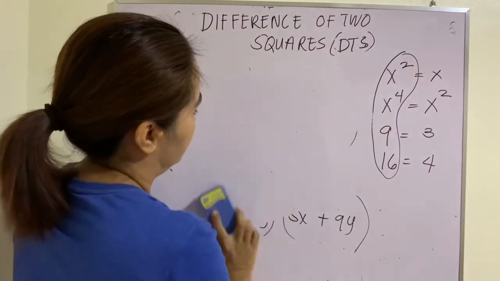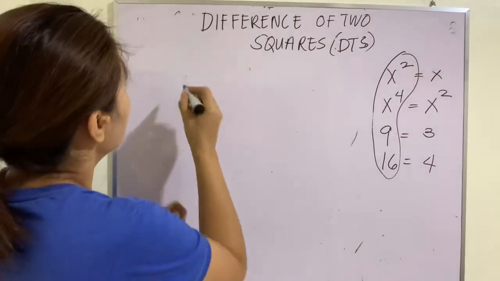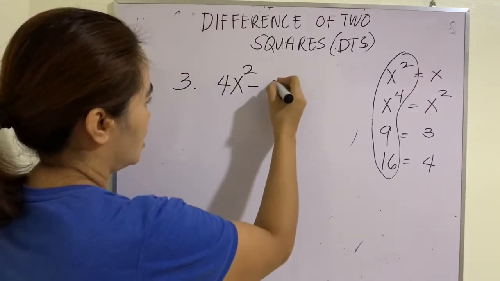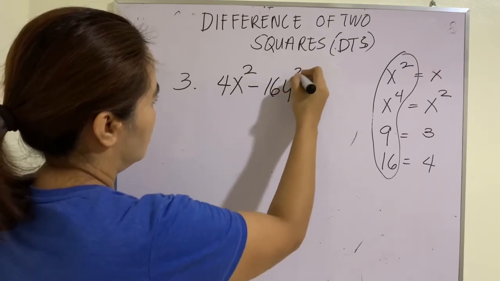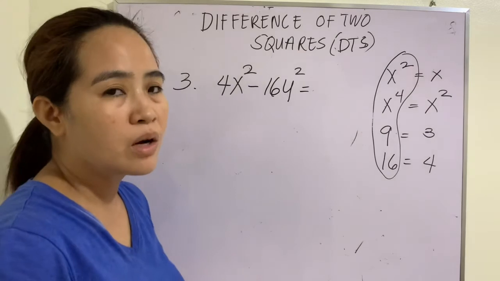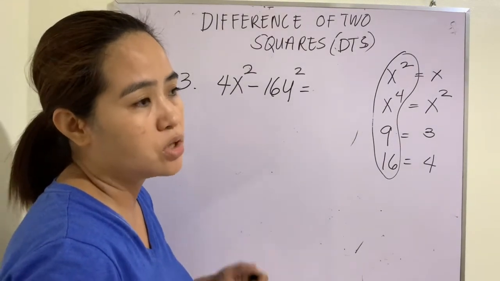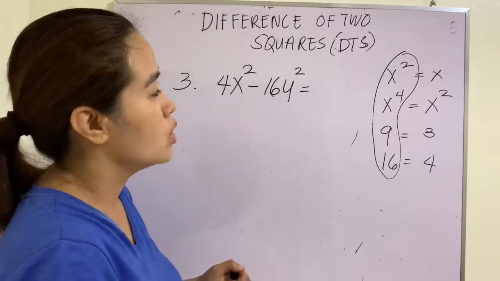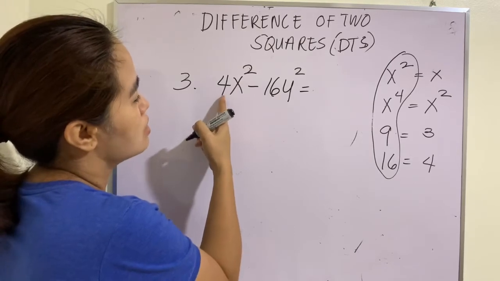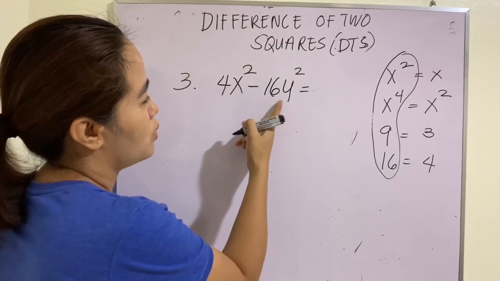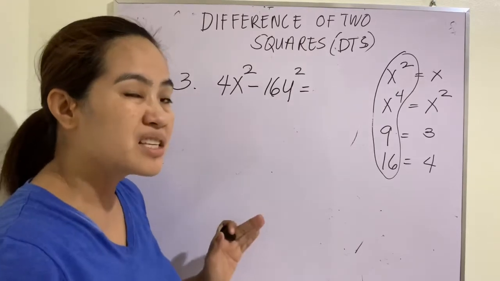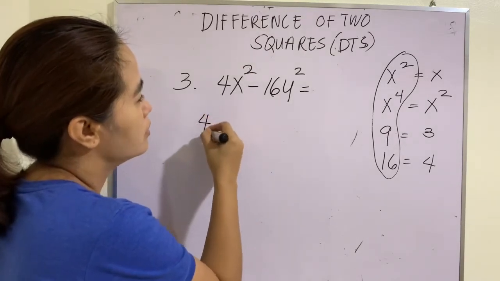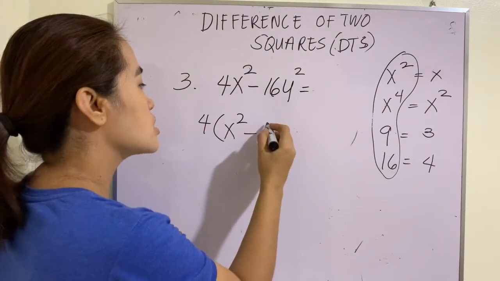Example number 3. Say, for example, you have 4x squared minus, let's say, 16y squared. Take note that this one is to be factored completely. The direction is always factor completely, meaning you have to get the prime factorization. So in this case, this one is already a perfect square and this one is already a perfect square, they both have square roots, but in this case, they have a CMF. So you get first the CMF. What is the common factor here? It's 4. And then x squared minus 4y squared.